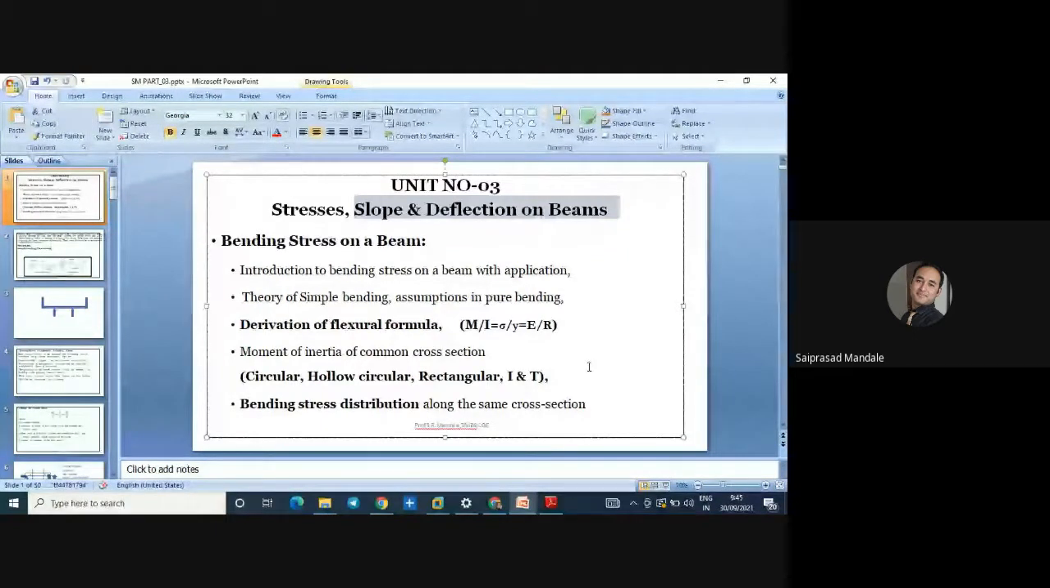So what are the different points that we are going to cover in that? Let us have a look, and then we will go for the actual point-to-point study. Bending stresses on the beam. In that, we will be looking at the introduction and the application. Introduction to the bending stress on the beam with its application. Then second is theory.